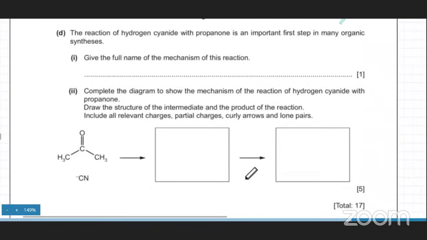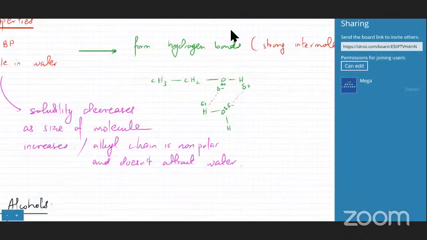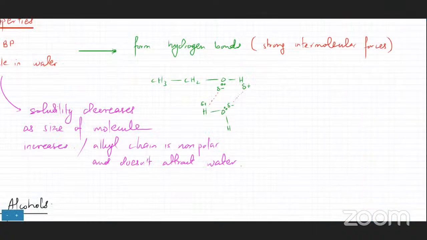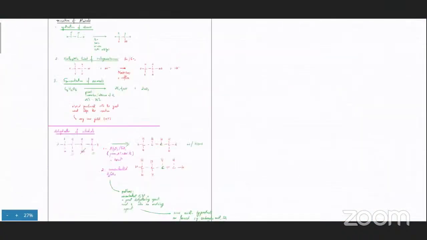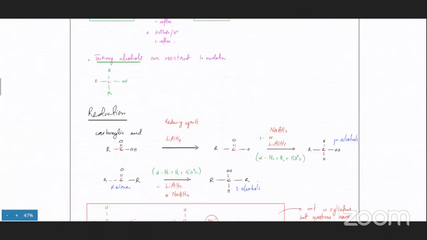The next one, part D, is that hydrogen cyanide with propanone is an important first step in many organic synthesis. So we're talking about the reaction of ketones. Let's first revise what we studied in ketones. I think we did carbonyl compounds after that. So we're going to study all the reactions first.